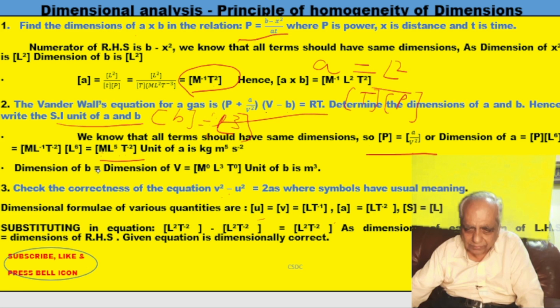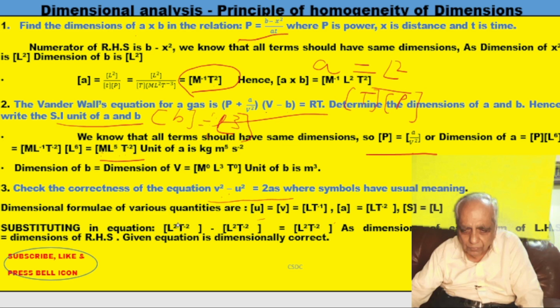So the dimension of AS would be L square into T raised to minus 2. And the same is the dimension of U square and V square. V square and U square dimensions are same. So this equation is correct dimensionally. So we will say the equation is dimensionally correct because each term has the same dimensions.